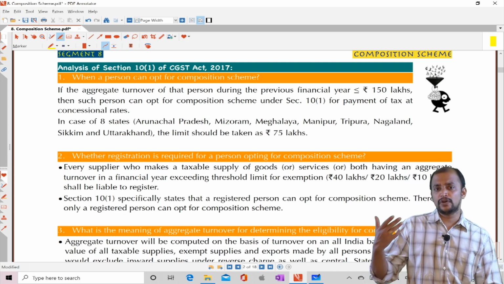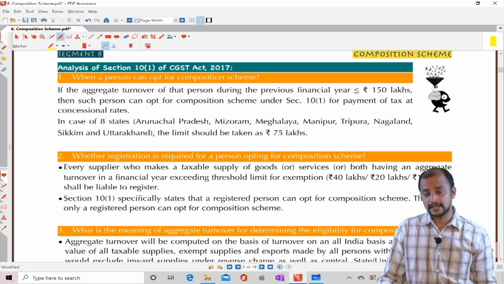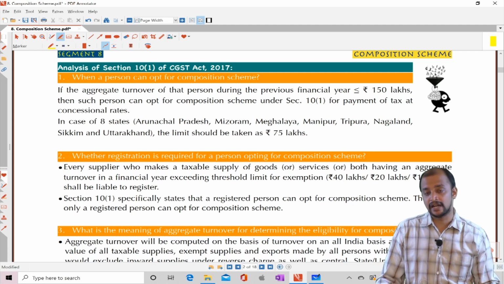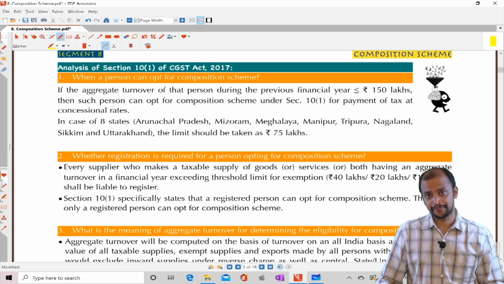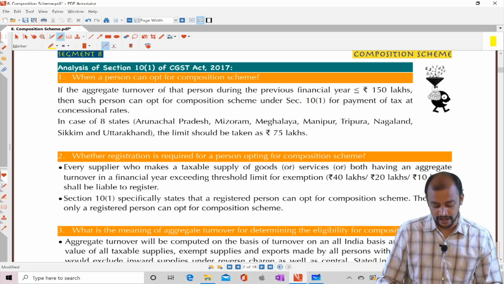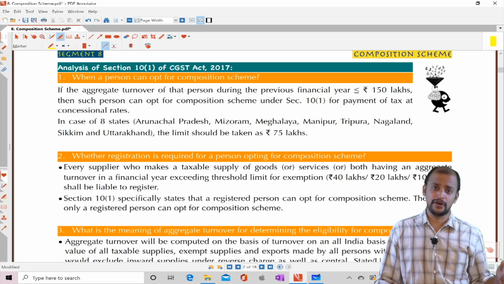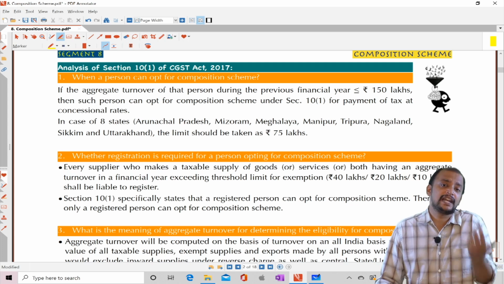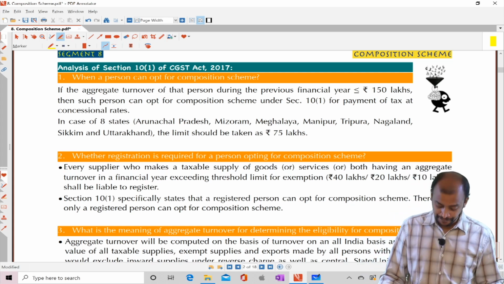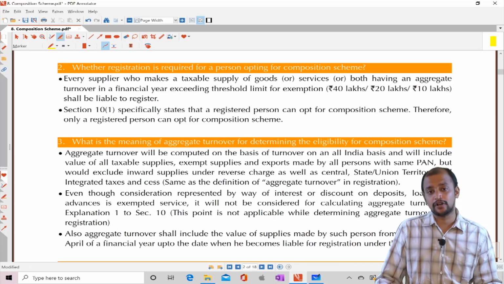we discussed this in the registration chapter. These 8 states are Arunachal Pradesh, Mizoram, Meghalaya, Manipur, Tripura, Nagaland, and even Sikkim. We have 7 northeastern states. Assam is not there. Instead of Assam, we have Uttarakhand. So for these 8 states, instead of 1.5 crores or 150 lakhs, both are the same here, we should take 75 lakhs. Is it clear?